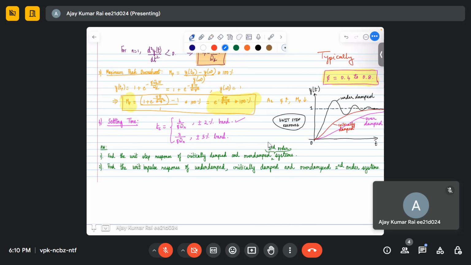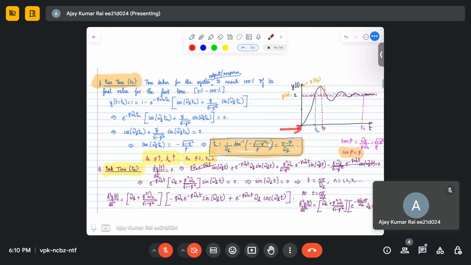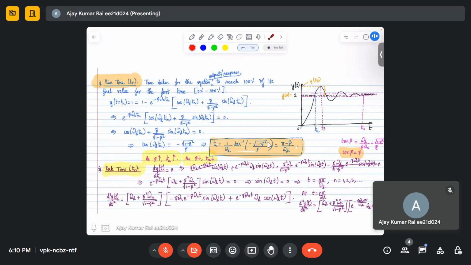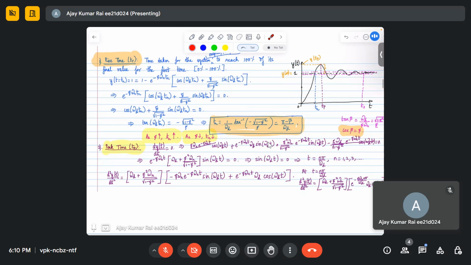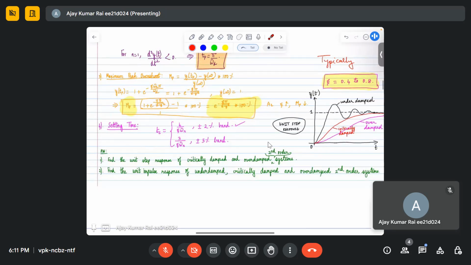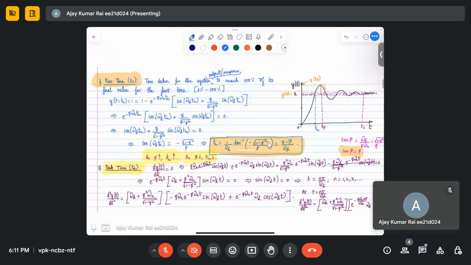First overshoot. Again, what is the settling time? Settling time is this time, when your output reaches within 5% or 2% of that band. So this is the small band, and this can be 5% or 2%. If you take the 2% band, your settling time will be 4 by zeta into omega n. You can derive this value also. How can you derive it? Let me tell you, I think this is not discussed in the lectures.